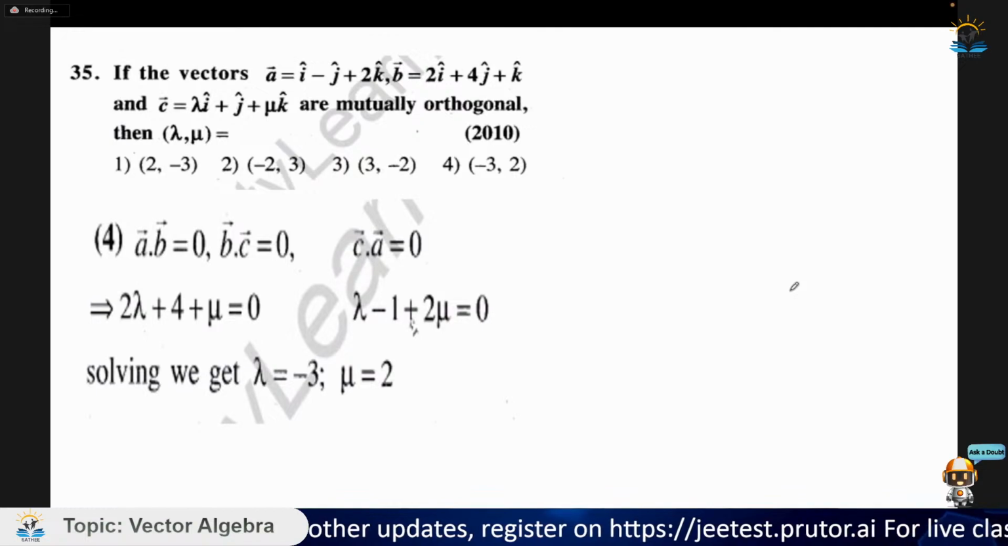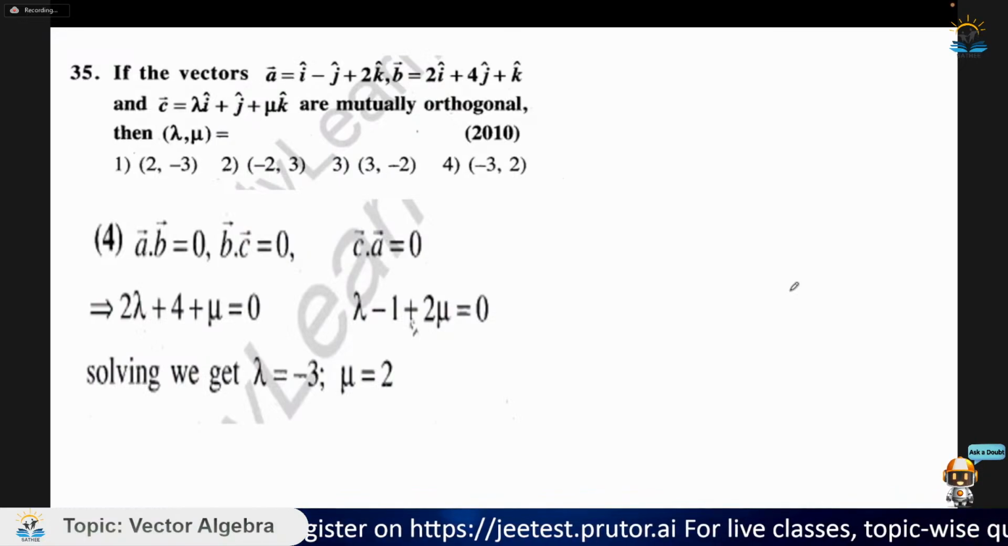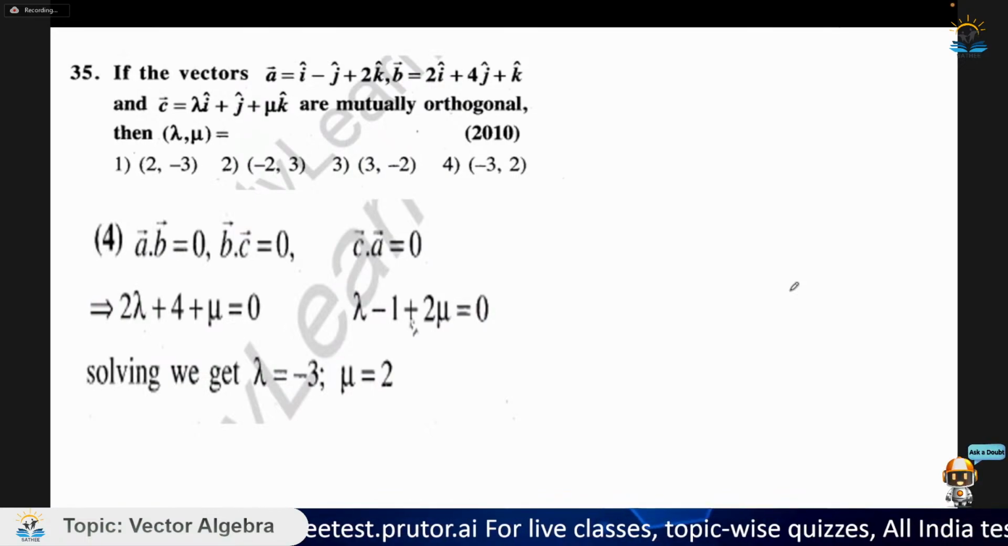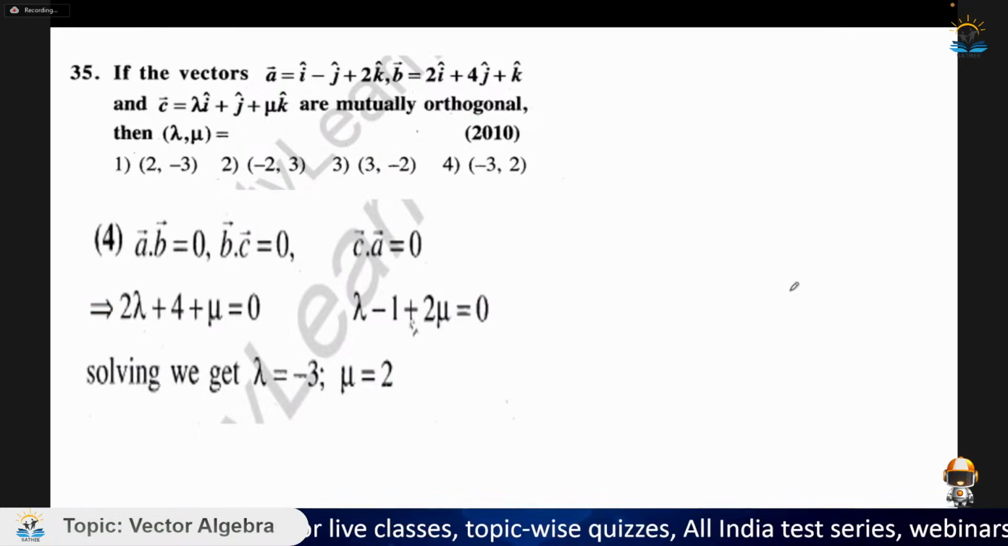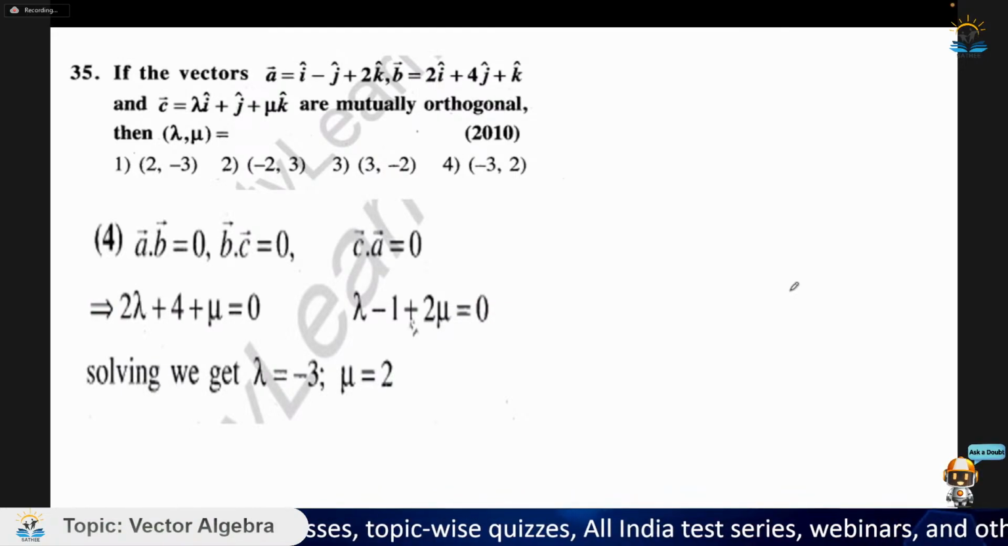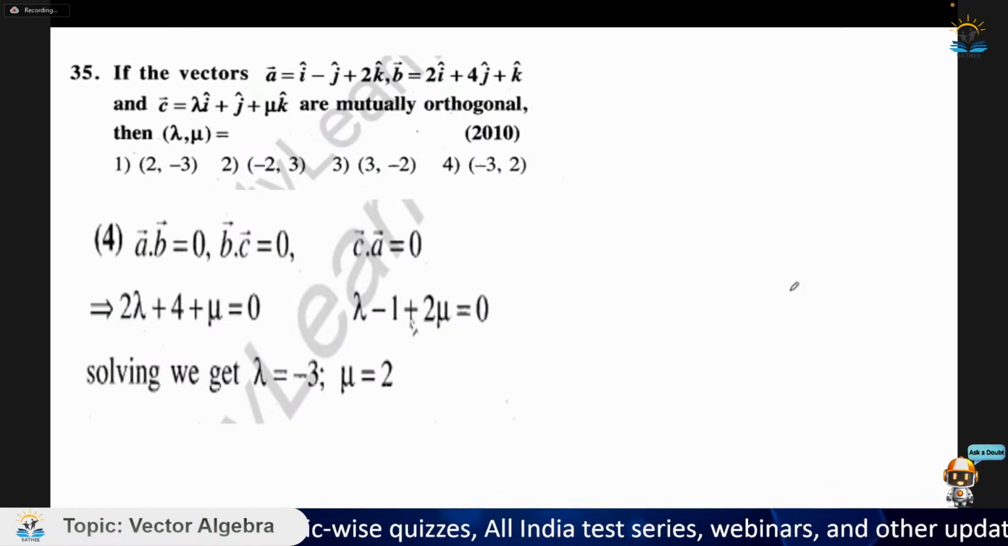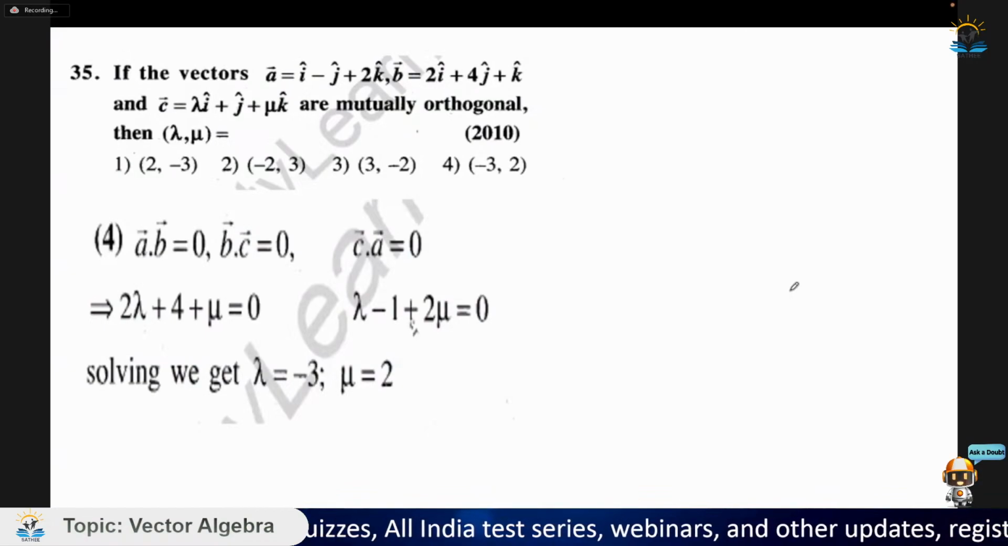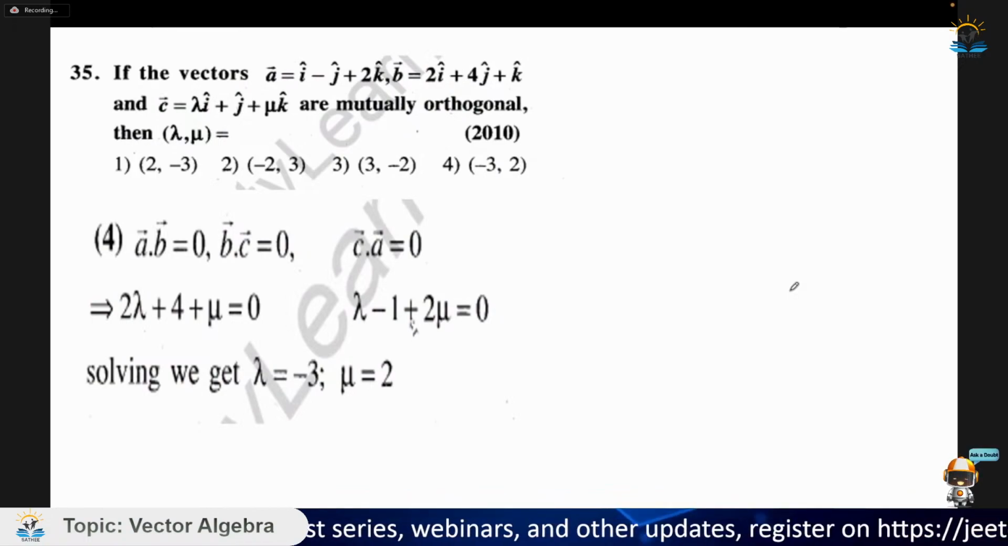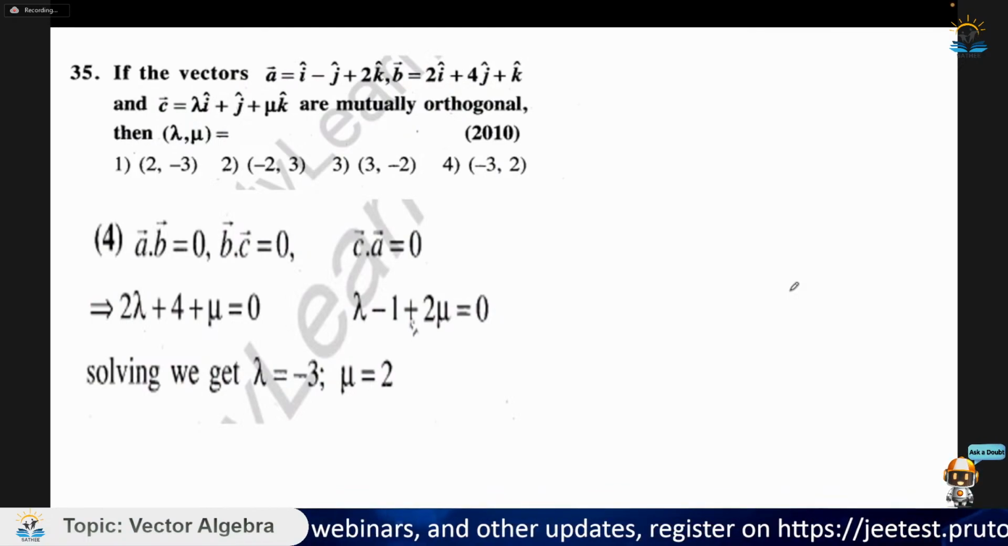So this question is: if the vectors a vector is equal to i cap minus j cap plus 2 k cap, b vector is 2 i cap plus 4 j cap plus k cap, and c vector is lambda i cap plus j cap plus mu k cap, are mutually orthogonal, then find lambda comma mu. This is also based on angles between two vectors.